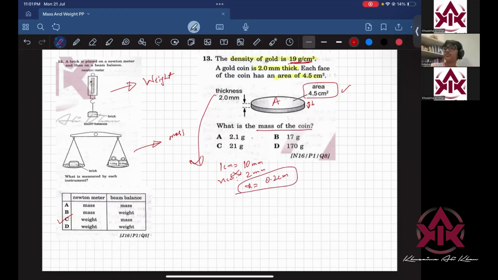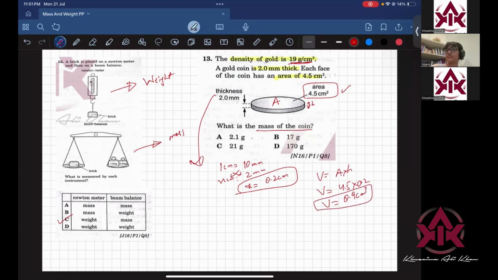So now you can simply find out the volume of a cylinder. So volume of cylinder is pi r square h, right? Or volume is simply basically cross sectional area into height, right? So you know the cross sectional area of the coin here, that is 4.5. You know the height now, that is 0.2. So you can find out the volume here, right? So it's going to be 4.5 into 0.2. That is going to be 0.9 centimeter cube.